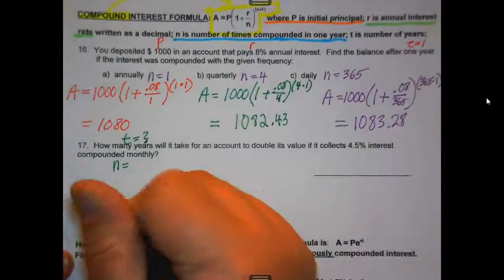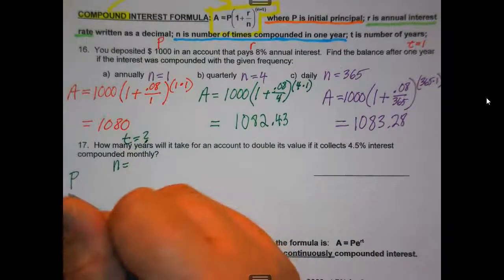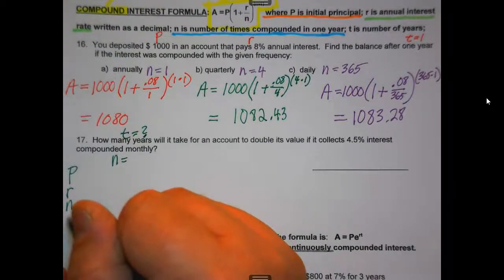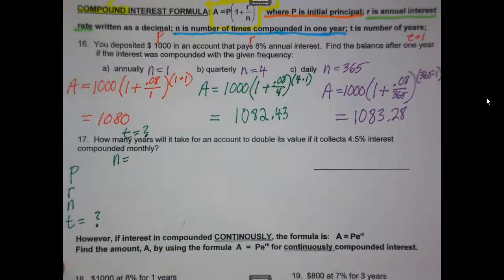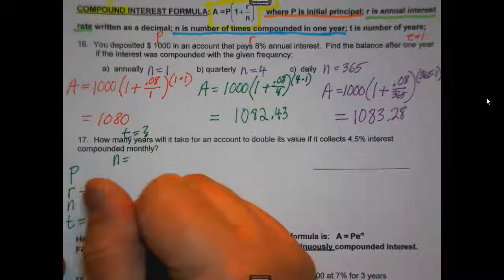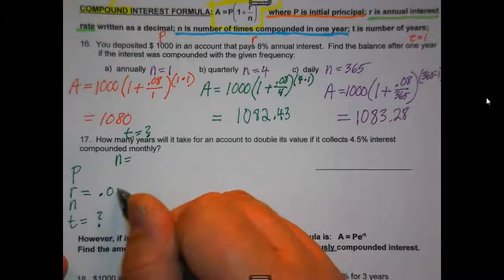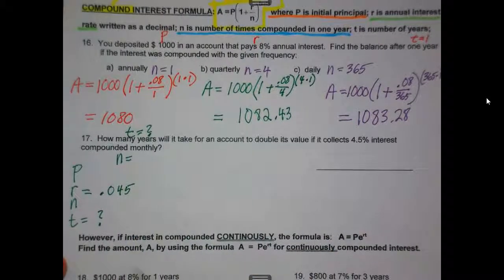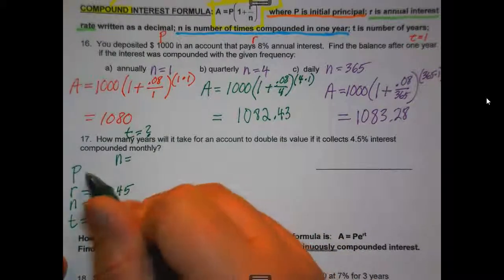Well, you know what? Let's go ahead and list them. P, R, what else we need? N, and T we're looking for, right? So what's my rate? Careful, move the decimal over 2 places. 0.045. My N was how much? How many months in a year? What's my principal here?